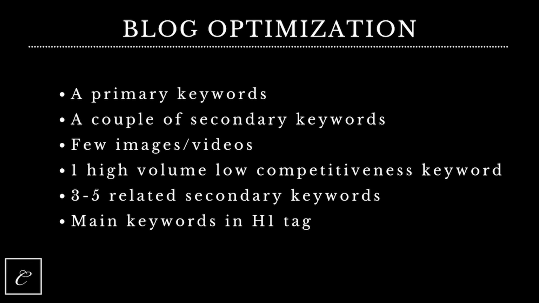And then you want to have 3 to 5 related but secondary keywords. These are other words that somebody might use to describe your topic, and you want to make sure you're using your main keyword in the heading 1 tag.